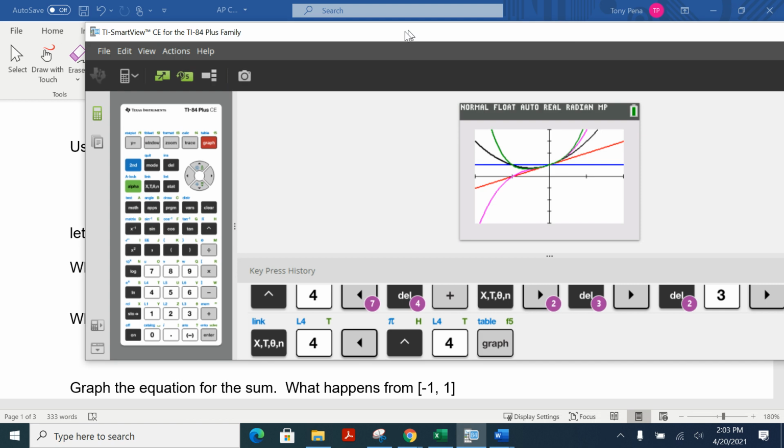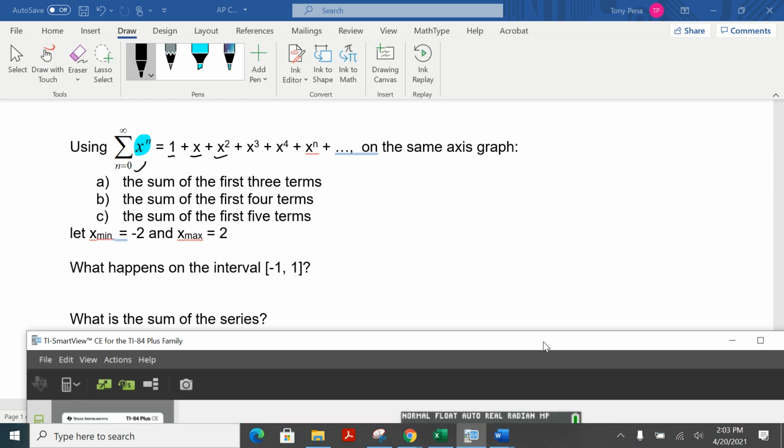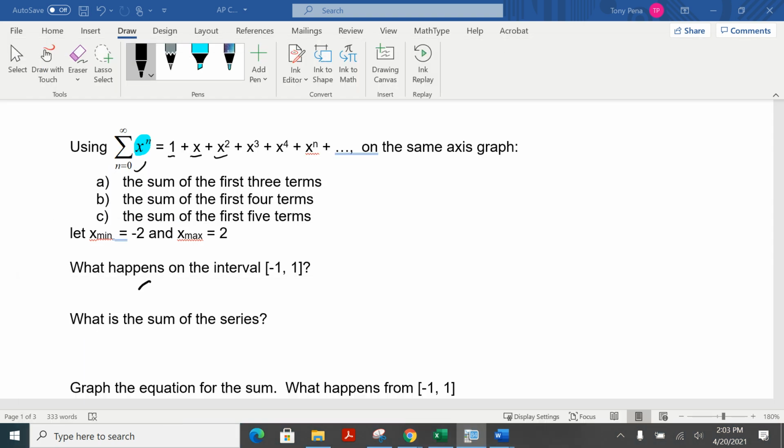So if we kind of look at this, notice how in the interval of negative 1 to 1, don't these all, if you kind of think of a string that would unravel, doesn't it appear over that interval that these are all kind of getting right on top of each other, right? They basically converge at that interval. So they're all converging upon each other within this interval.